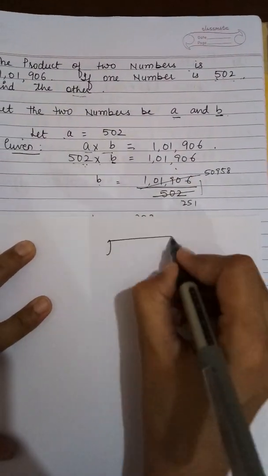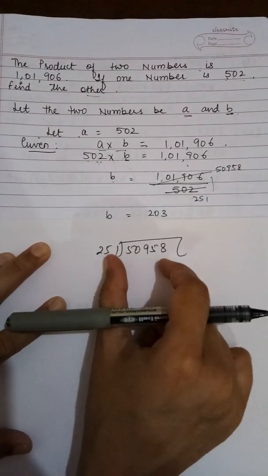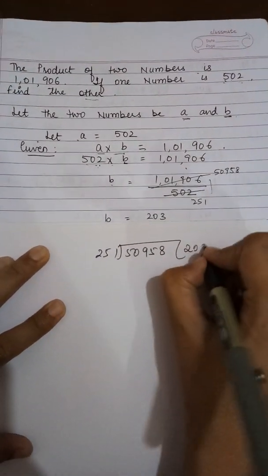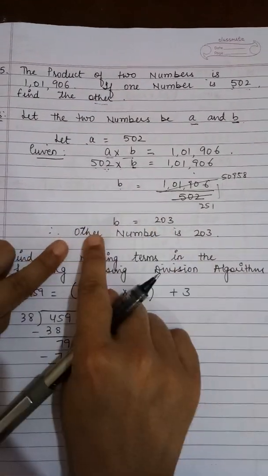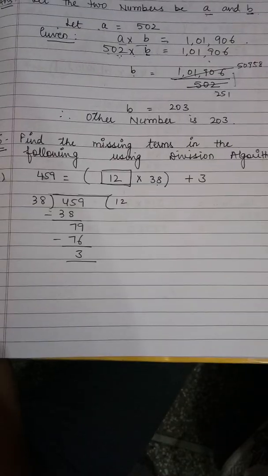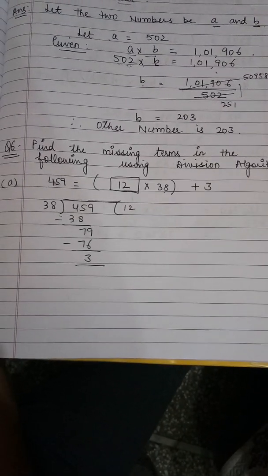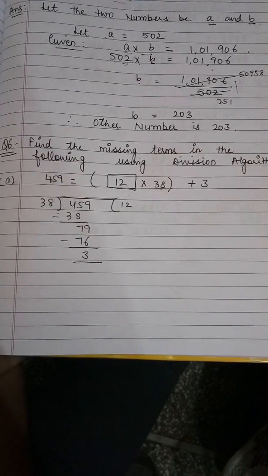See here, 50958 divided by 251. When I divide like this, I will get the answer 203, right? So that means the other number is 203. Other number is 203. Okay, so this was your question number 5. Now let's do question number 6. In question 6, you have to find the missing terms in the following using the division algorithm.